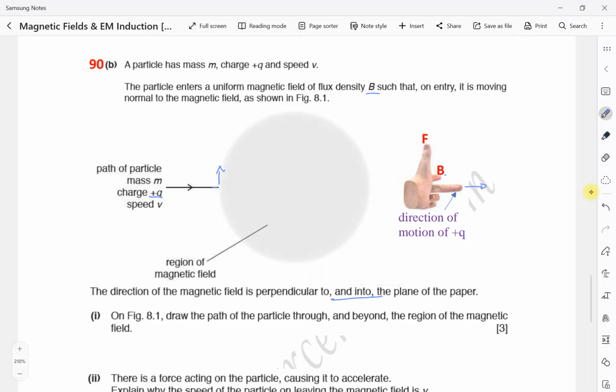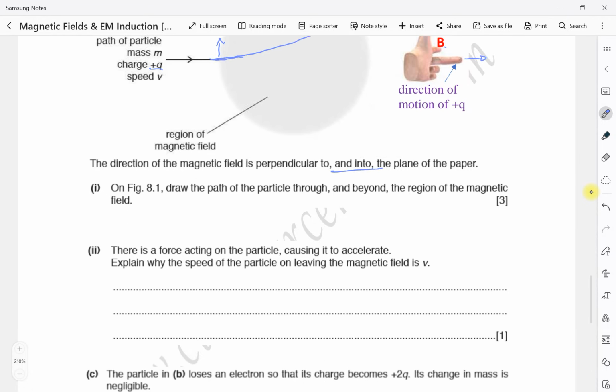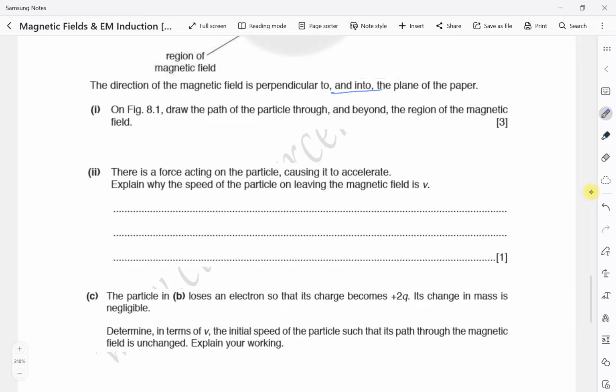Because the magnetic force provides centripetal force, the particle is going to move in an arc of a circle, upwards. Of course, when it emerges from the field, you use a ruler to draw a tangent to the curve. So the path is going to be upwards because the magnetic force is upwards. There is a force acting on the particle, causing it to accelerate.